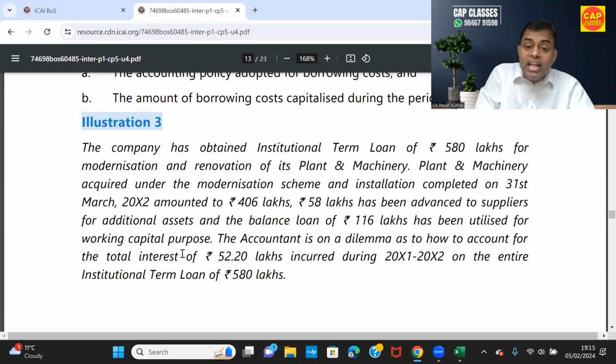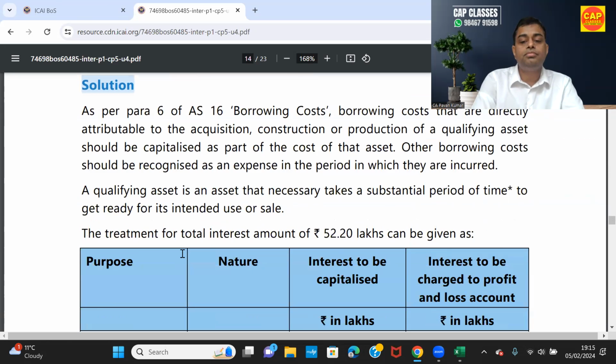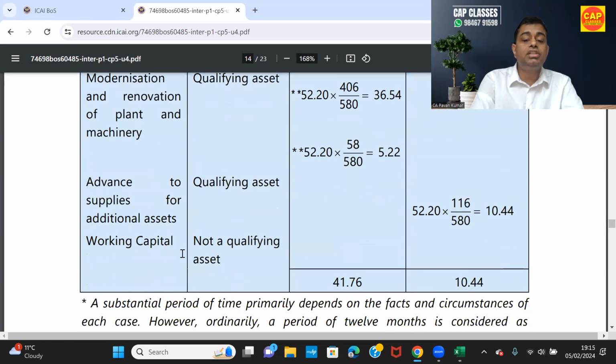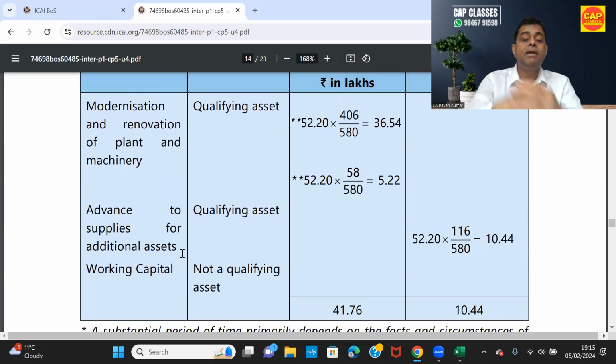Under that, write a note. It is assumed that the advance paid to suppliers for acquiring additional assets worth 58 lakhs is also for the same purpose, category 1 of assets. It is better if you write a note. Then check the calculations. You understand these calculations? So 406 plus 58 qualifying assets, 116 not a qualifying asset.